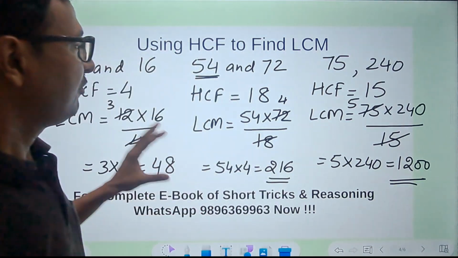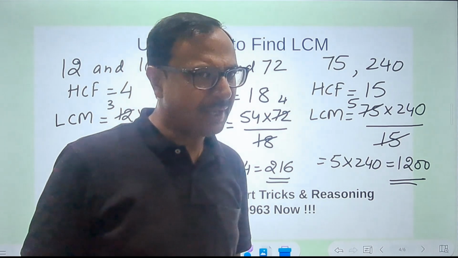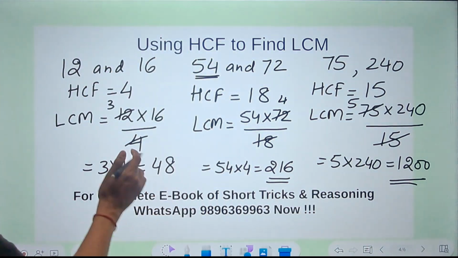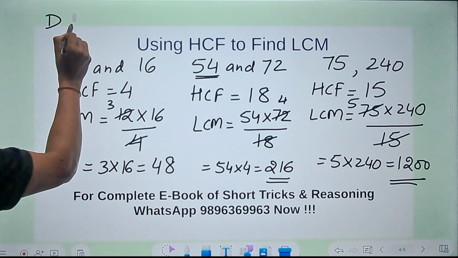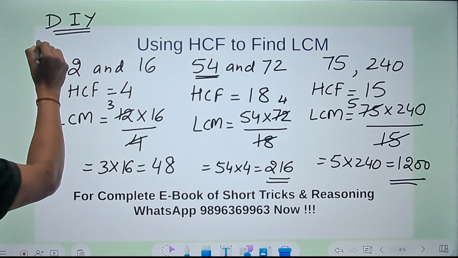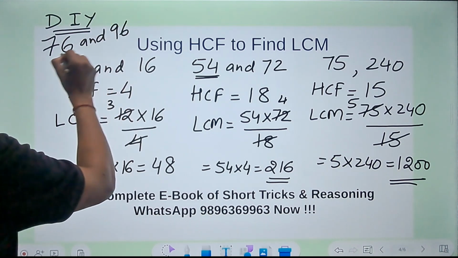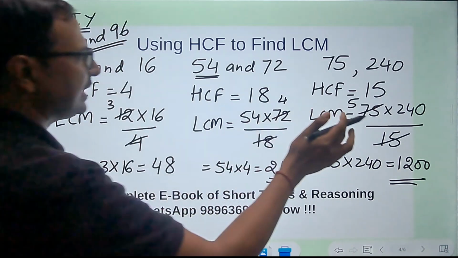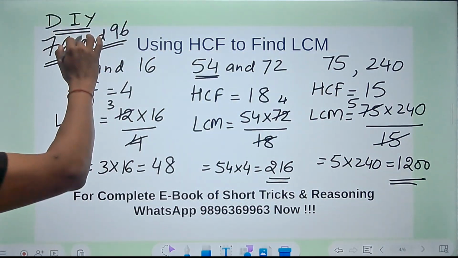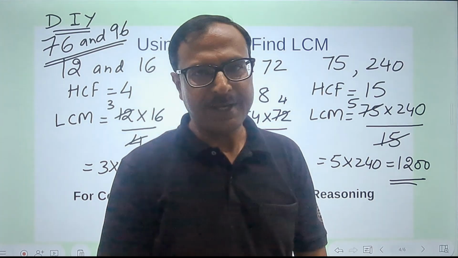Now this is when we have only two numbers. So I'll give you a question as a DIY, do it yourself, for two numbers. You have to post your comments whether you got the answer or not. So I'm giving you 76 and 96. You have to find the LCM using HCF and post your comments whether you got it or not, and how much time you took to get to the answer.